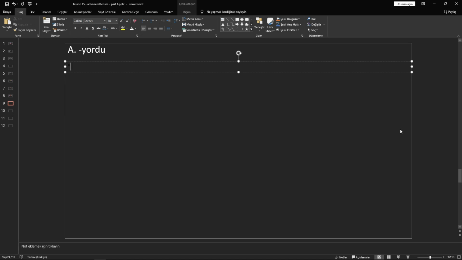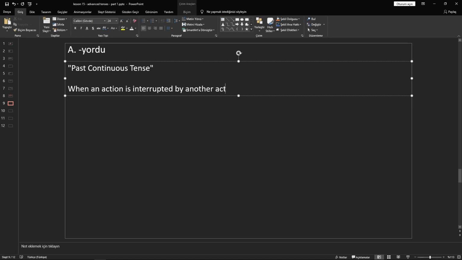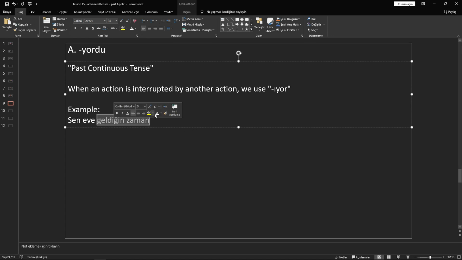Yordu is basically, if I say this, it will be easier for you to understand how it works. Yordu is basically past continuous tense, just like in English. For example, when an action is interrupted by another action, we use ıyordu. Mesela, for example, sen eve geldiğin zaman, I know that this is a bit complicated.